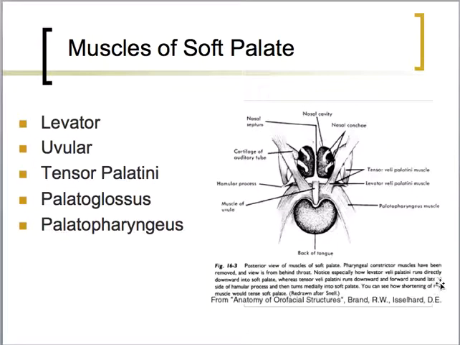The muscles of the soft palate include the levator veli palatini, which elevates the soft palate, the uvular muscle, which shortens and lifts the palate, the tensor palatini, which opens the eustachian tube and tenses the palate, palatal glossus, which pulls the tongue up and pulls the palate down toward the tongue, and the palatopharyngeus, which pulls walls of the pharynx up toward the palate.